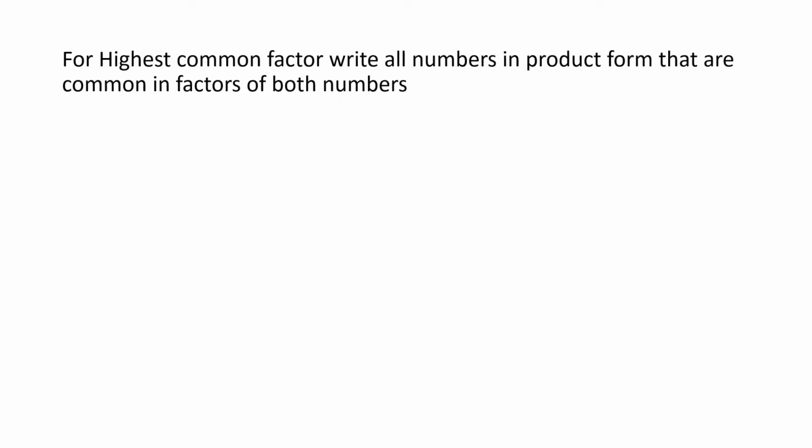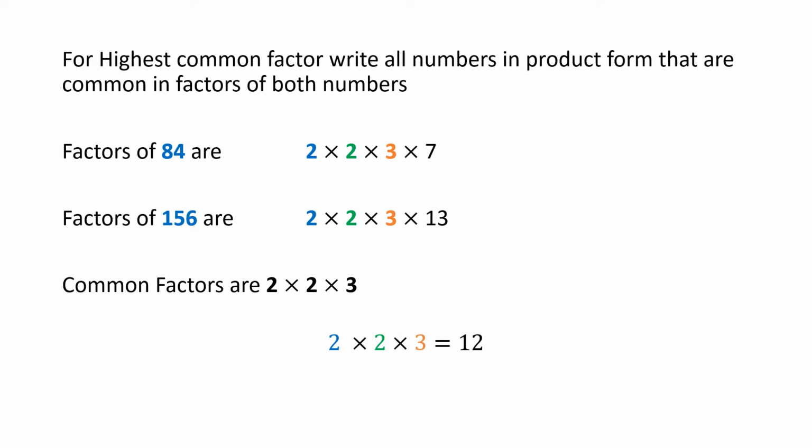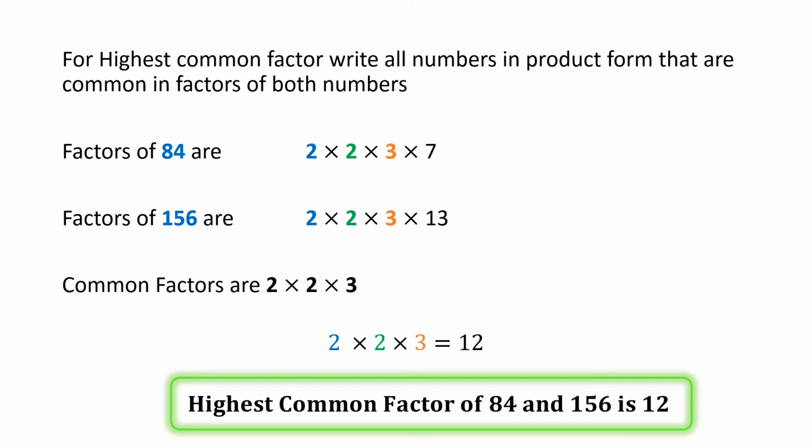For the highest common factor, write all numbers in product form that are common in the factors of both numbers. Factors of 84 are 2, 2, 3, 7 and factors of 156 are 2, 2, 3, 13. So, 2, 2, and 3 are the common factors. By multiplying these common factors, we have 12 as a result. Therefore, the highest common factor of 84 and 156 is 12.